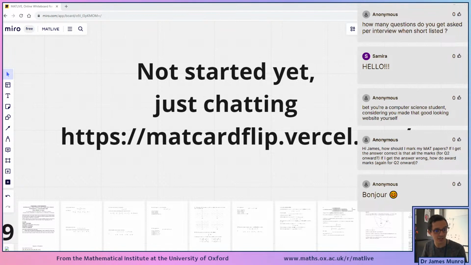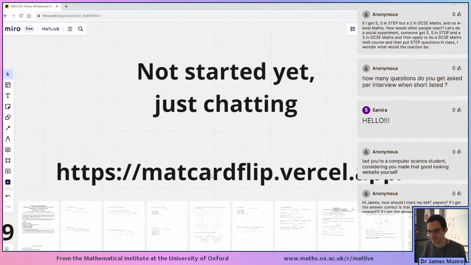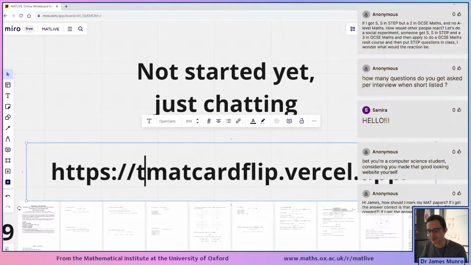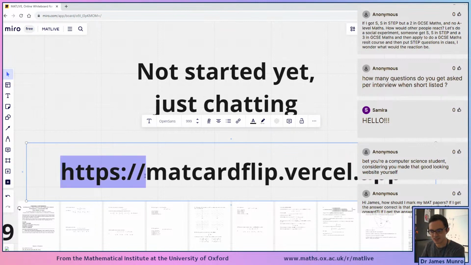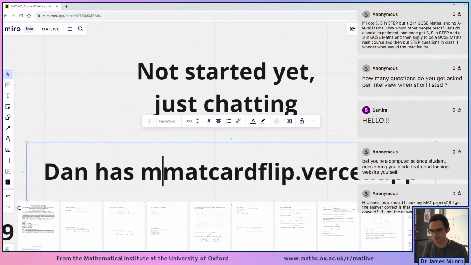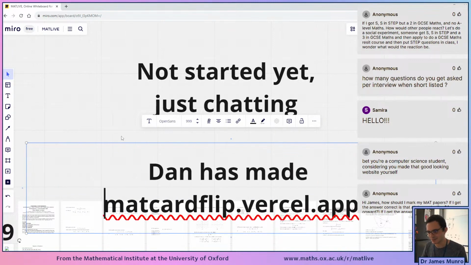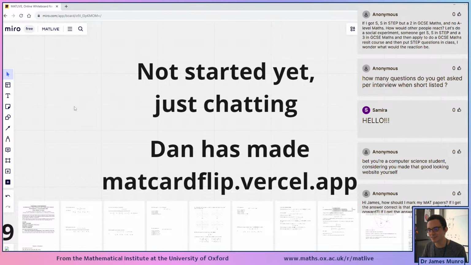Good. Okay, what are we doing? We are chatting, and we haven't started yet. And Dan has made this. Let's tidy this up a little bit. I think it's better if I don't put the. Oh, maybe I have to because it's not a www. I'm gonna tidy it a little bit at least. Dan has made. Now it's gonna have a red squiggle. There we go. There you go.